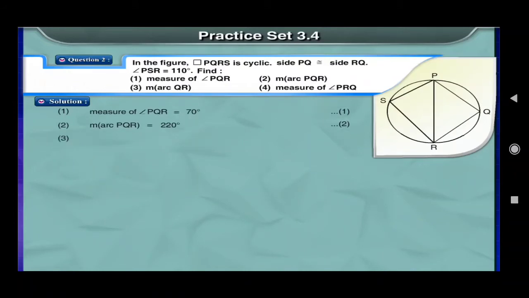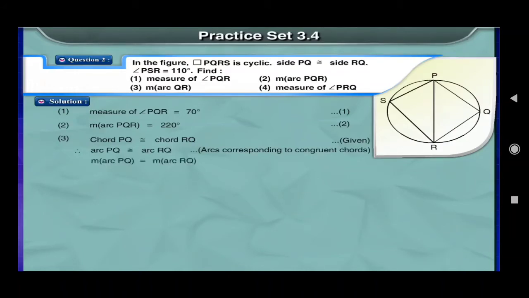3. Now let's find the measure of arc QR. It is given that chord PQ is congruent to chord RQ. The arcs corresponding to congruent chords are congruent. Therefore, arc PQ is congruent to arc RQ. Let measure of arc PQ equal to measure of arc RQ be equal to x. Then, by arc addition property, measure of arc PQ plus measure of arc RQ is equal to measure of arc PQR. From statement 2, therefore, x plus x is equal to 220 degree.